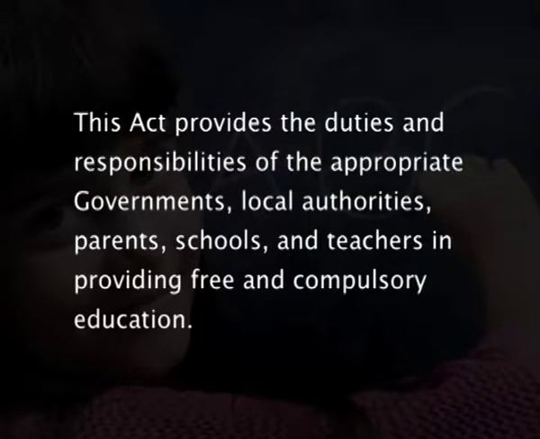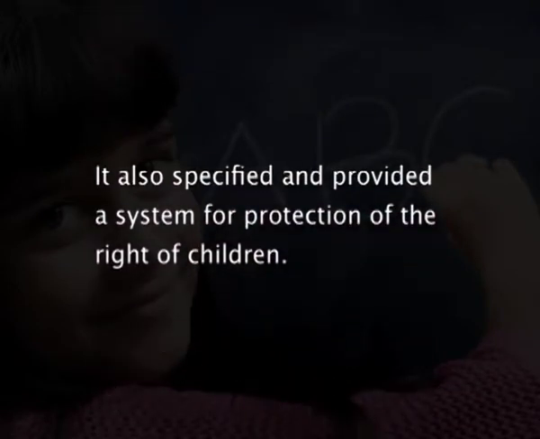Fourth, this Act provides the duties and responsibilities of the appropriate governments, local authorities, parents, schools and teachers in providing free and compulsory education. Fifth, it is also specified and provided a system for protection of the right of children. A decentralized mechanism was also developed to address the grievances. This Act outlines the rules, regulations and duties of different authority bodies in order to provide quality education for all children between the ages 6 to 14 as per the constitutional fundamental right awarded to children in the 86th Amendment.